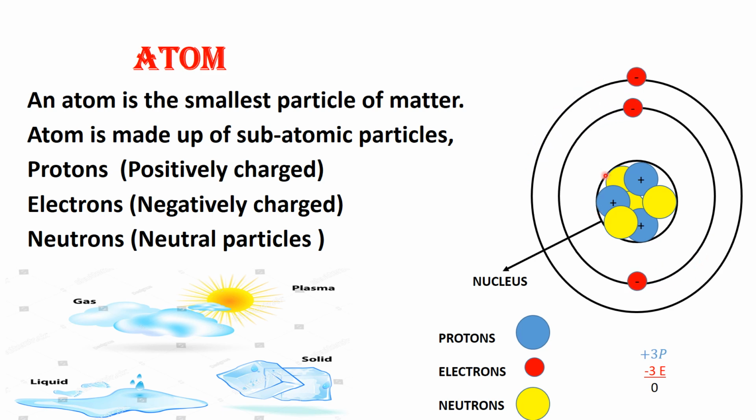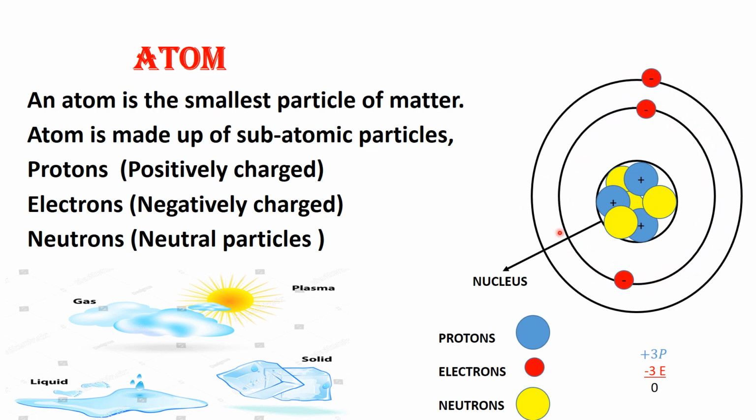Each atom has a dense center called the nucleus. The nucleus contains positively charged particles called the protons and uncharged, or neutral, particles called the neutrons. The protons and the neutrons are held together, or are attracted to each other, by a force called the nuclear force. Around the nucleus are negatively charged particles called the electrons that are in constant motion. They move round and round the nucleus in paths called the orbits.